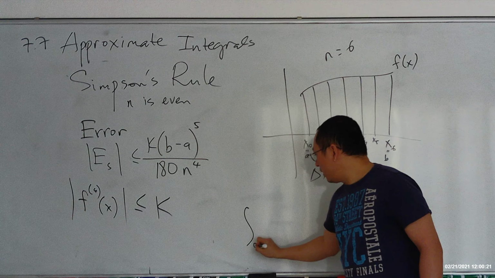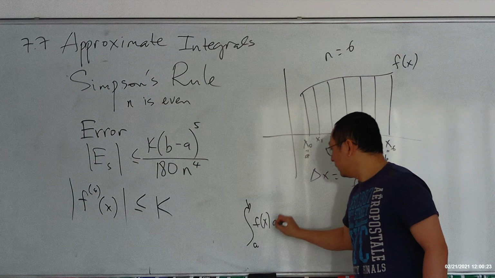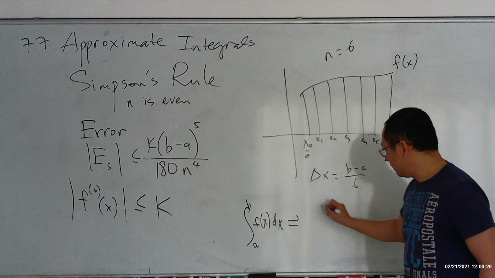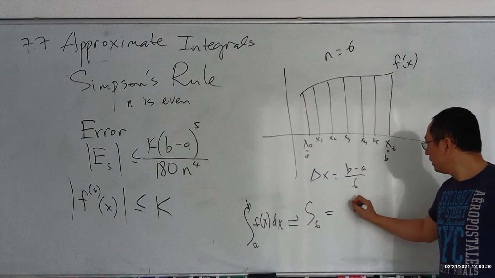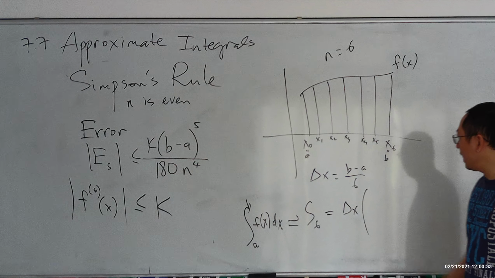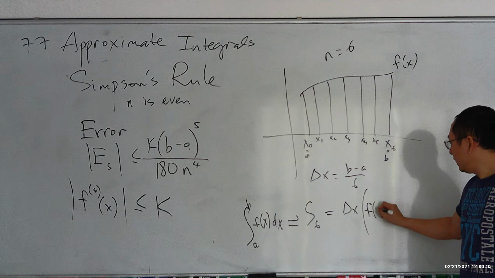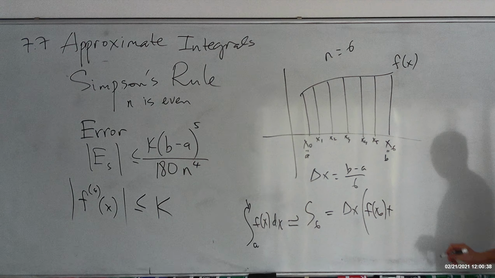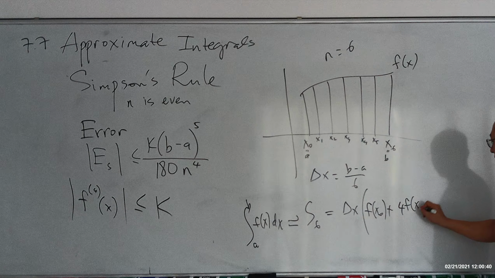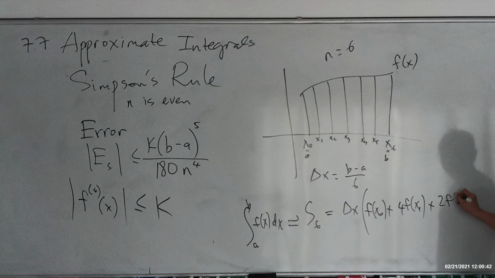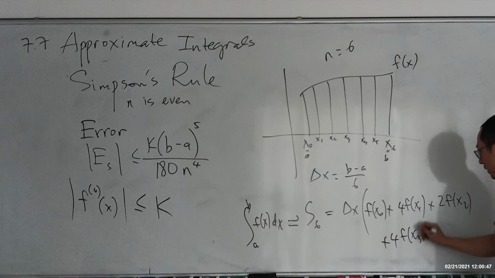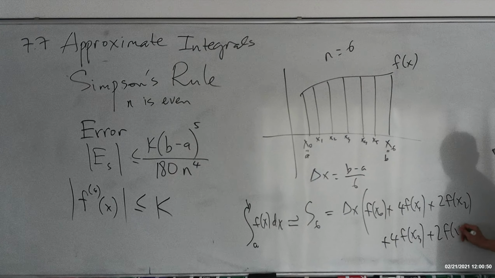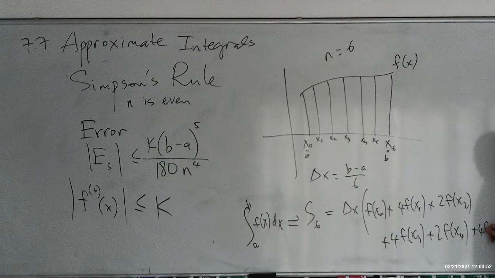And the formula says the approximation of the integral from a to b of f of x dx is approximately equal to S6, Simpson with 6 columns: delta x times, start with f of x0, then 4 times f of x1, then 2 times f of x2, then 4 times f of x3, then 2 times f of x4, then 4 times f of x5, plus f of x6.